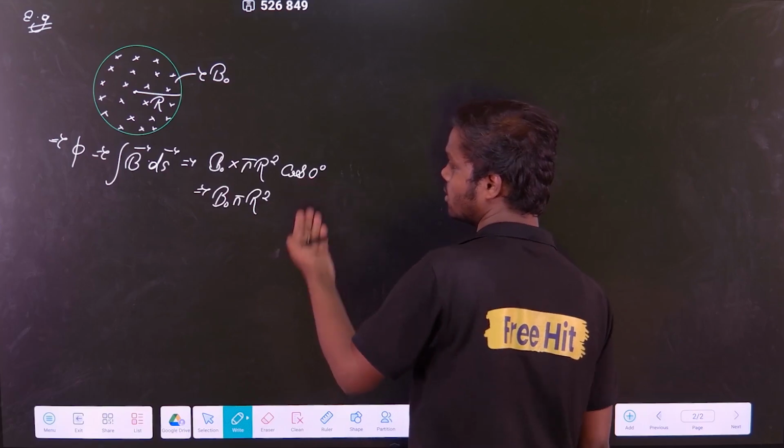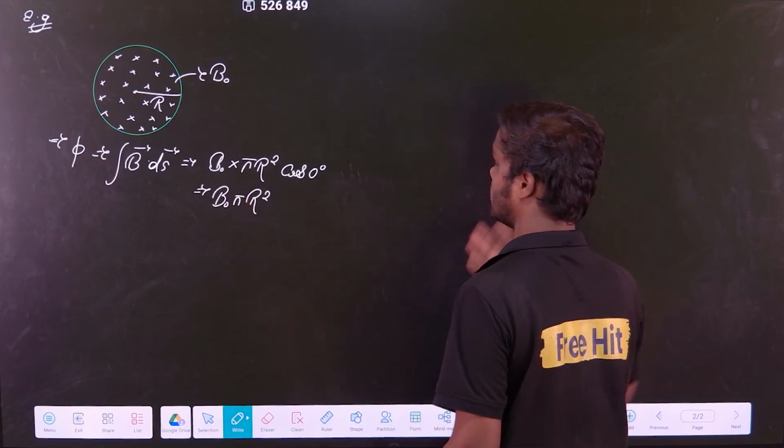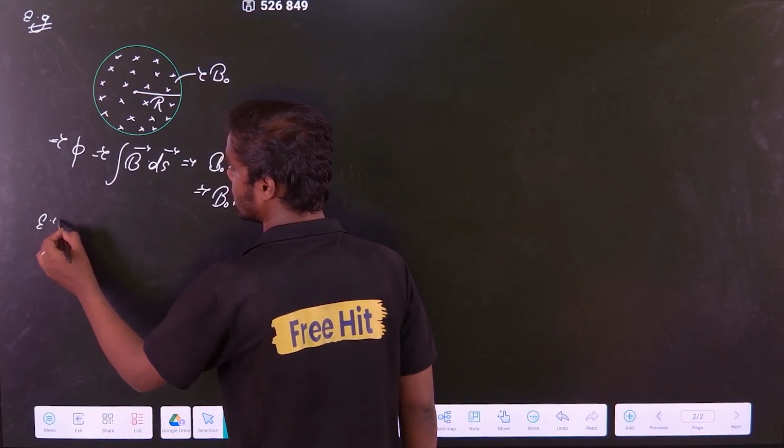Someone might take 180 degrees. It doesn't matter, the value will be the same. The only difference is the sign. Okay, that is a simple thing. Or you can take some other example.